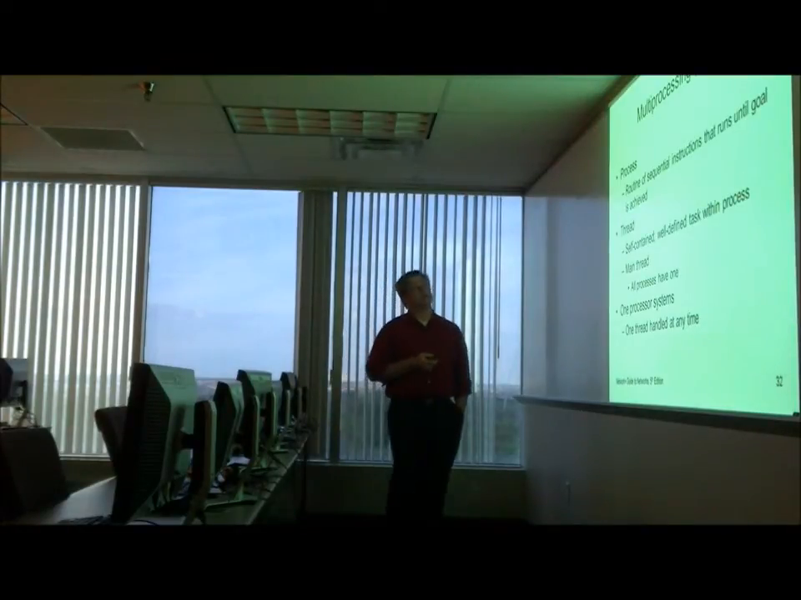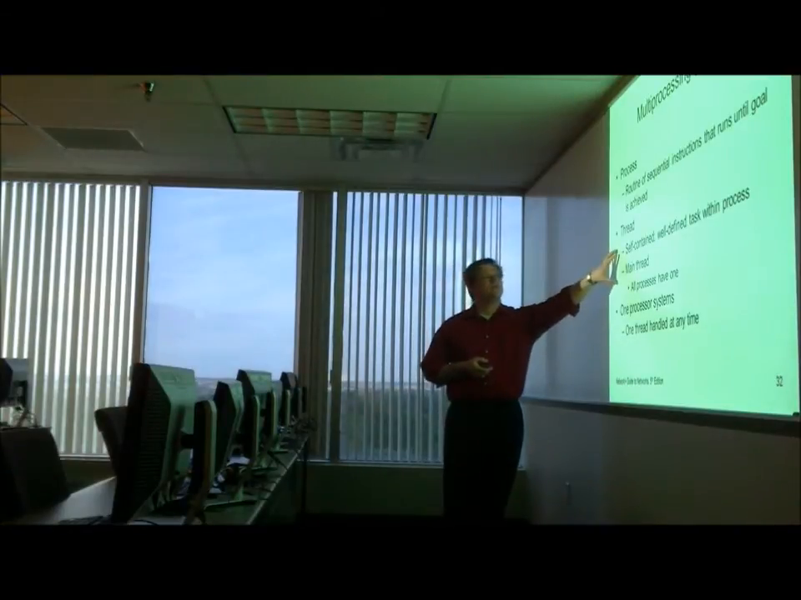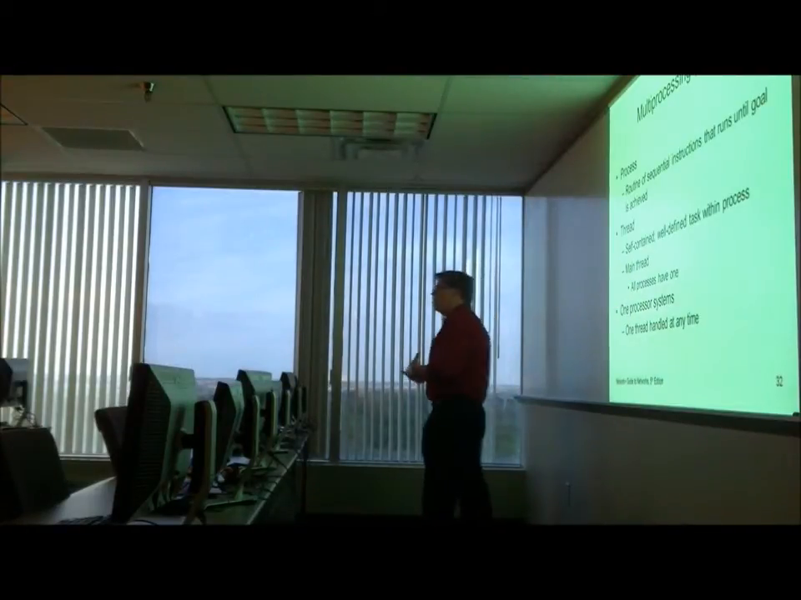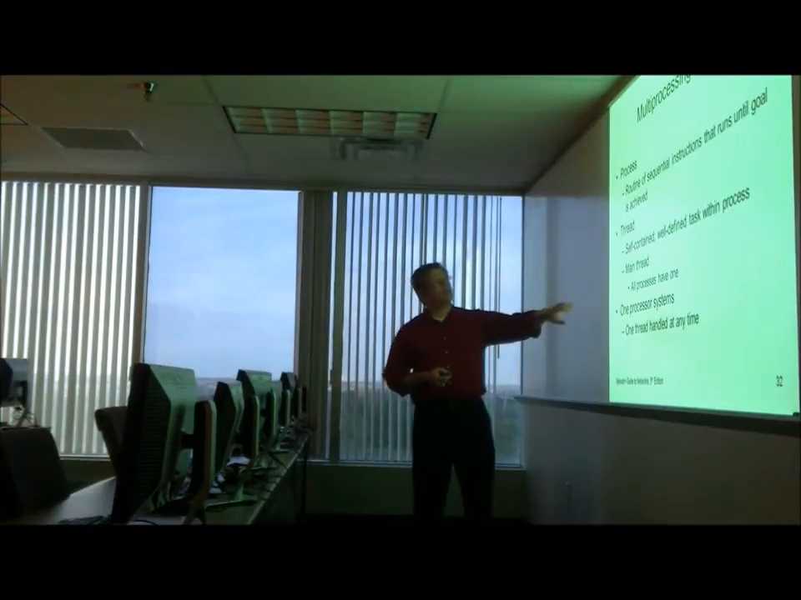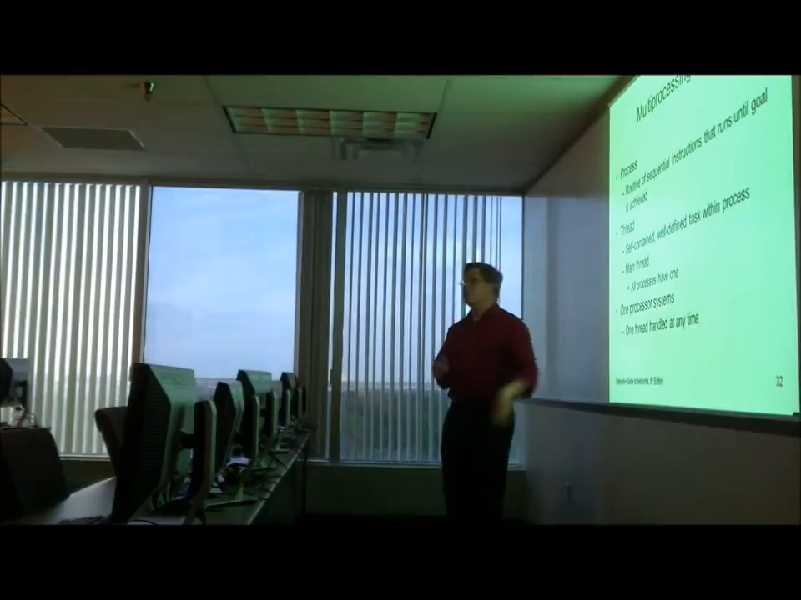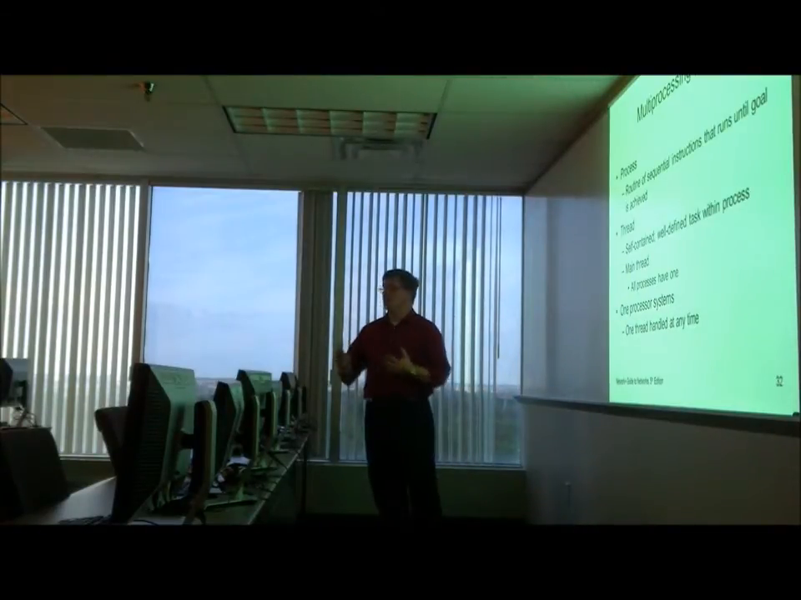A process is a routine of sequential instructions that runs until the goal is achieved. A thread is a self-contained, well-defined task within a process. All processes have at least one thread. A process may have more than one thread. But what we're talking about is with a microprocessor, we can only process one at a time. We just do it so quickly, it makes it look like we're doing multiple ones.